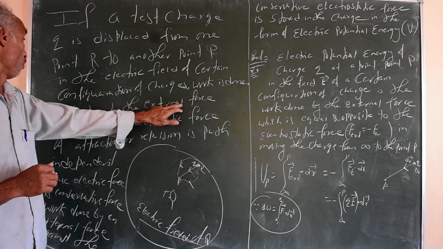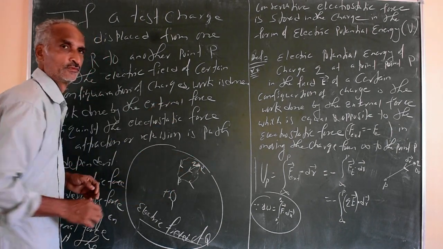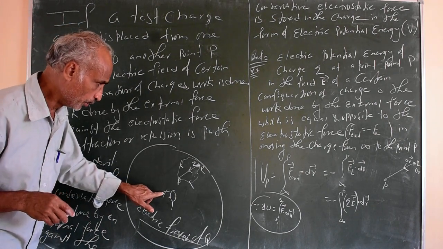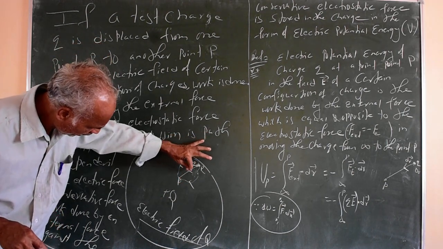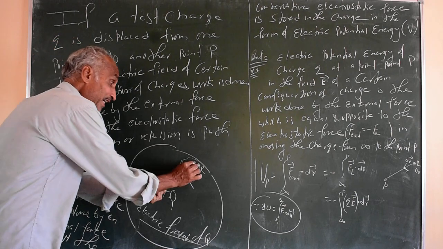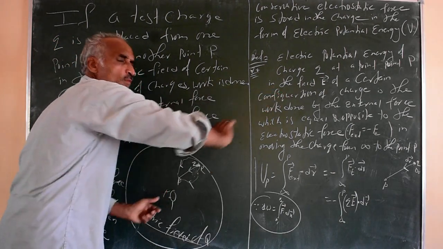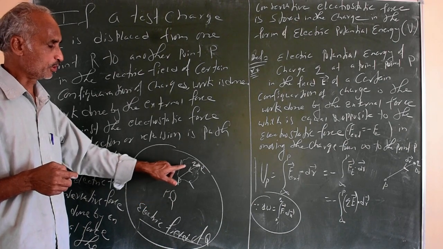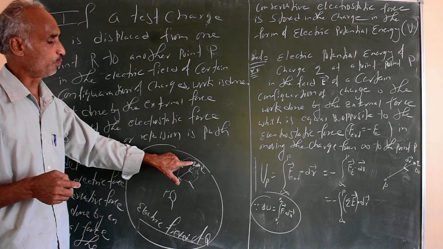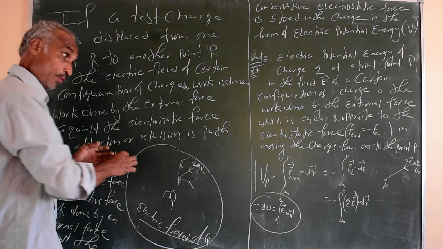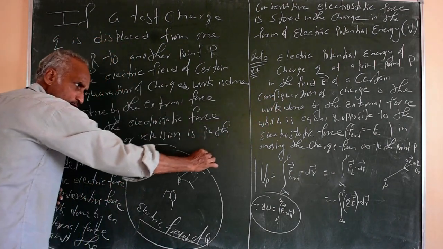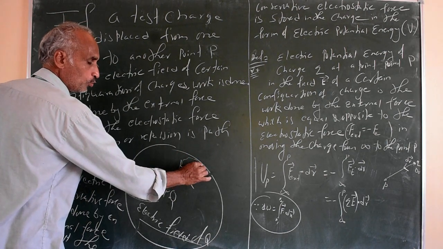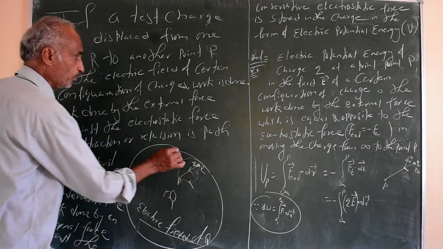Work is done by an external force, because I have to move the charge by an external force. Just try to understand an important point here. The source charge is positive, and the test charge is also positive. Therefore there is an electrostatic force of repulsion, and if the charge is released, it moves upwards on its own. In order to move it inwards, I have to apply an external force. Only then will the charge move towards the source charge Q from the point R to the point P.